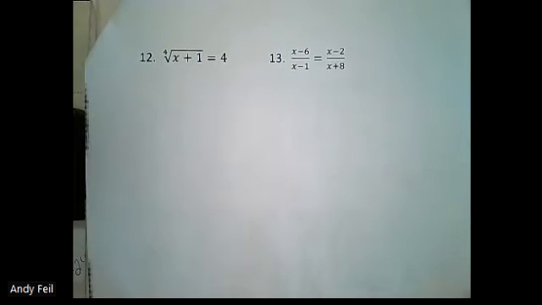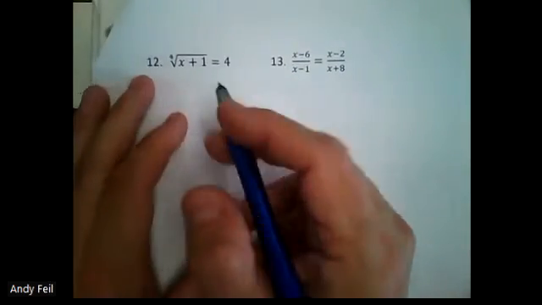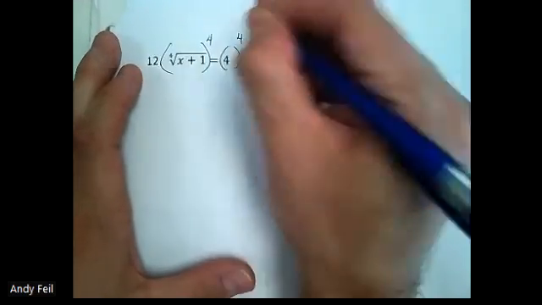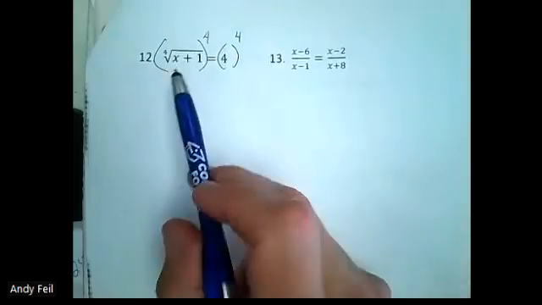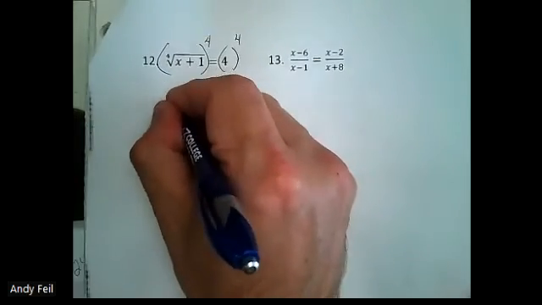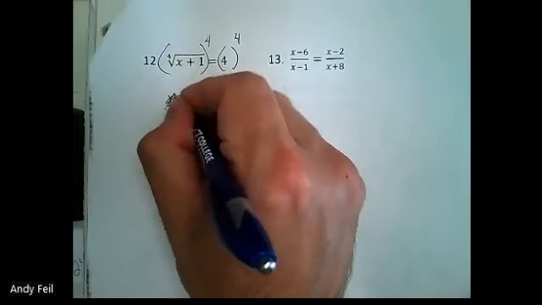How about that one? What do I do with number 12? It's being taken to the 4th root. What undoes a 4th root? 4th power. Excellent. 4th power on this side, 4th power on this side. When you take a 4th root to a 4th power, they just kind of cancel each other out. X plus 4, oops, I was right the first time.